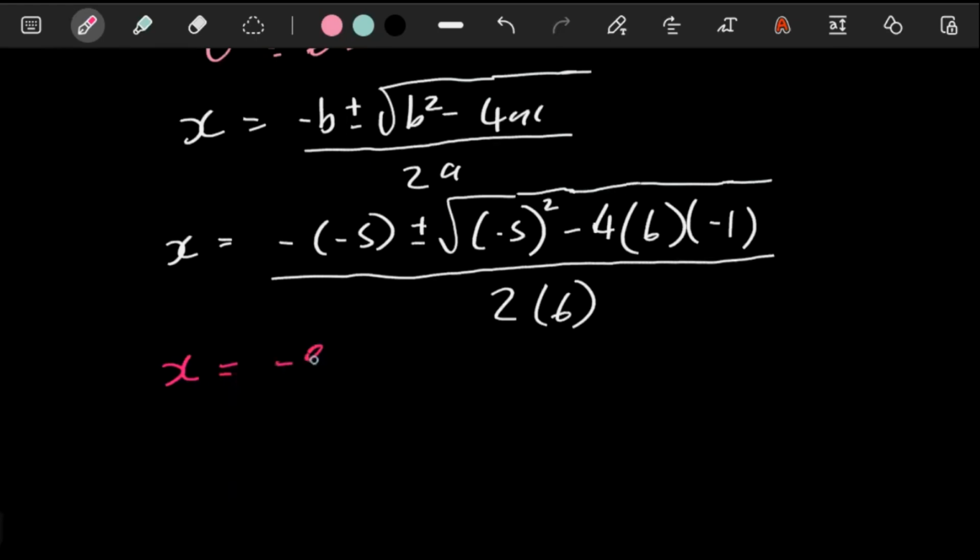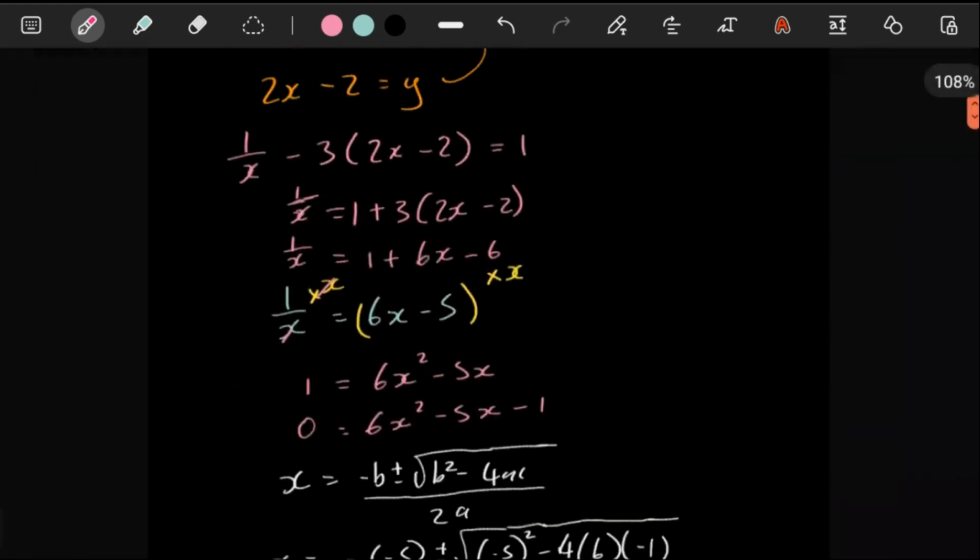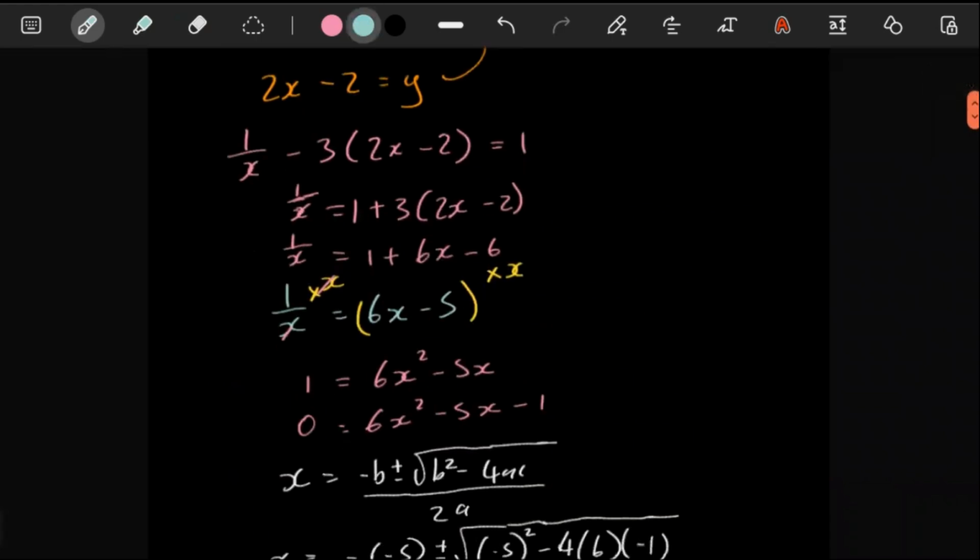-8 over 3, or what do we have there? -3 over 2. So -3 over 2 is the next answer. So these are our two values for x. As long as we have those two values for x, we can then use them to get the y values. So getting the y values, we can just use this equation up there.